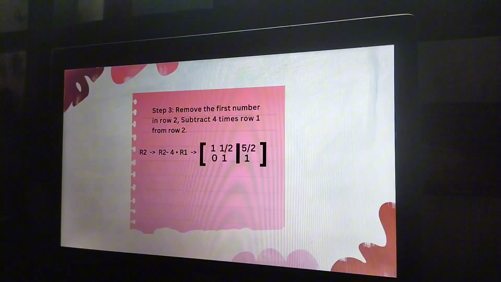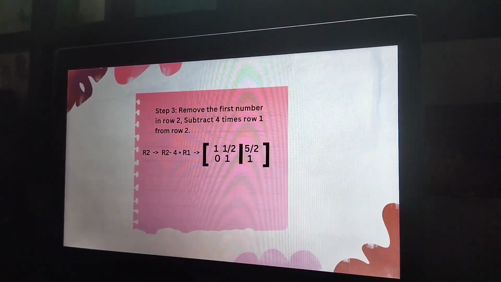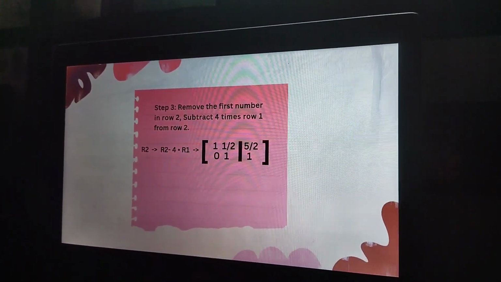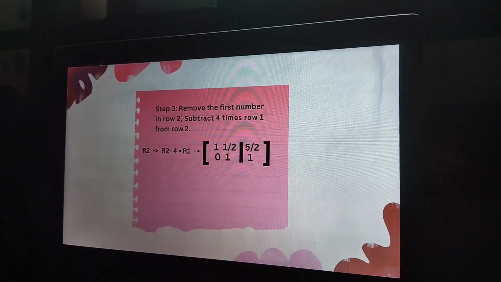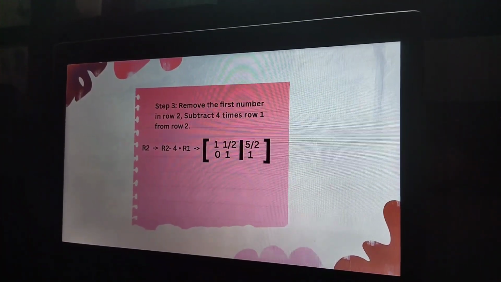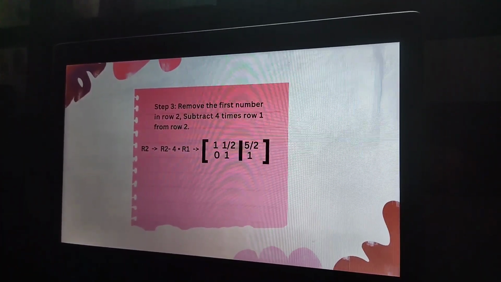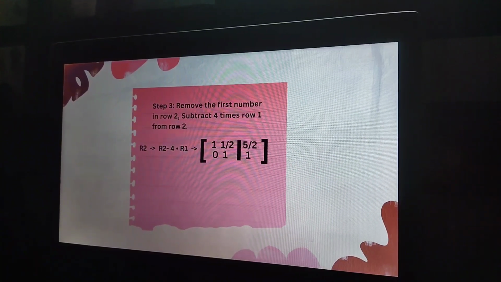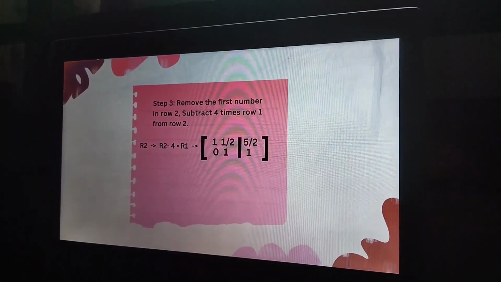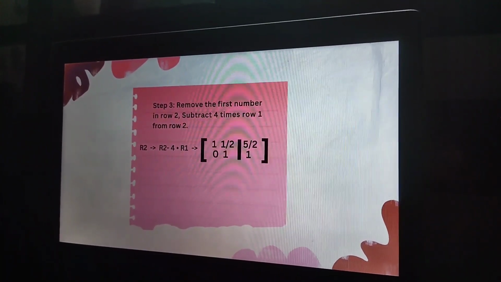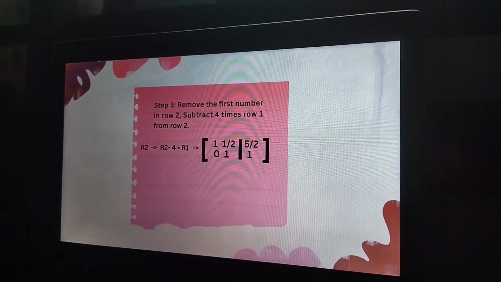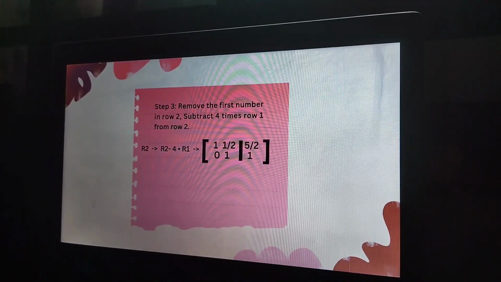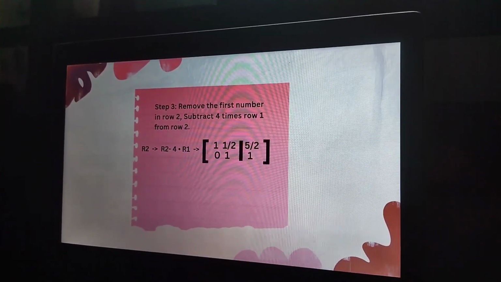And step 3 is to remove the first number in row 2. Subtract 4 times row 1 from row 2. So row 2 becomes row 2 minus 4 times row 1. The result of the matrix is 1, 1/2, 5/2, and 0, 1, and 1.